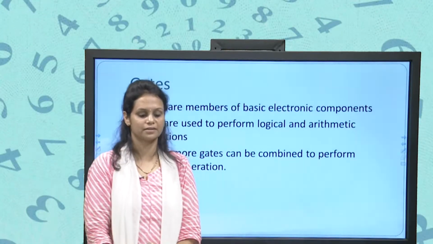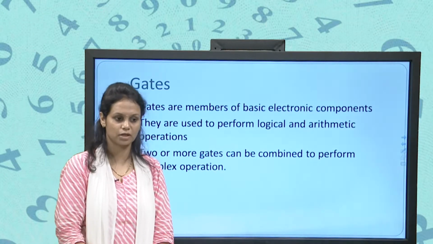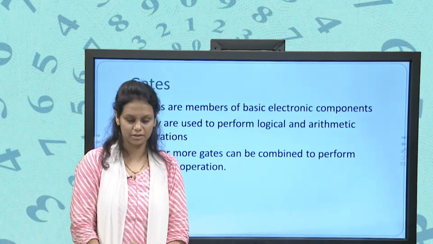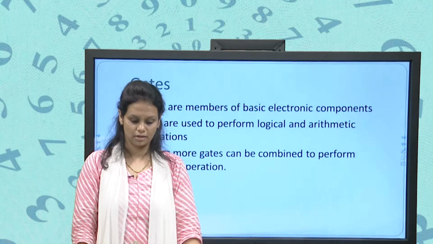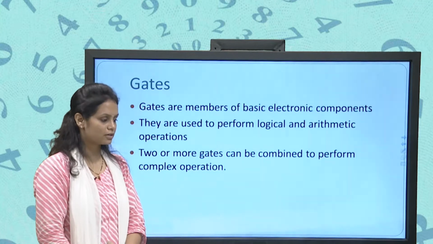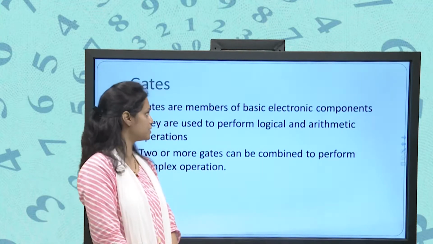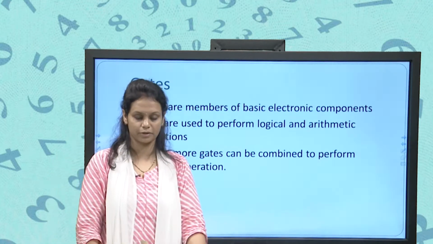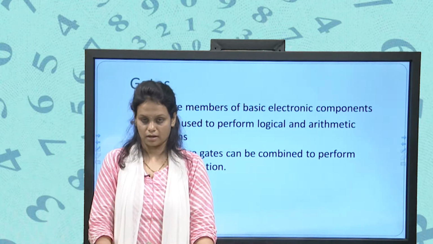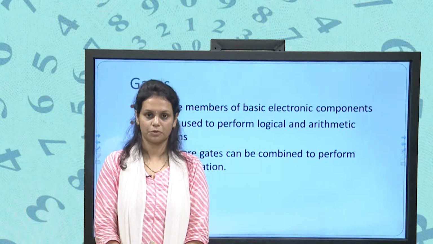Welcome to the Dr. Baba Saheb Ambedkar Open University. Myself Pooja Gandhi, and we are in the series of Digital Electronics and Computer Organization. In the last lecture, we have seen binary coded decimal and gray code. Now, in this lecture, we will see the introduction of the gates. What is the use of gates in Digital Electronics and Computer Organization?